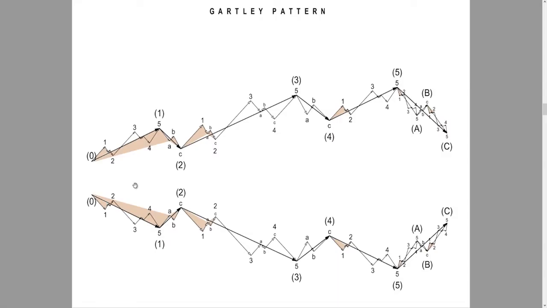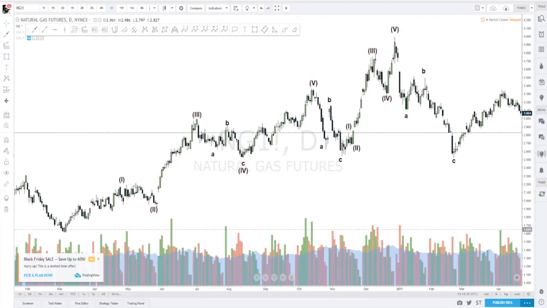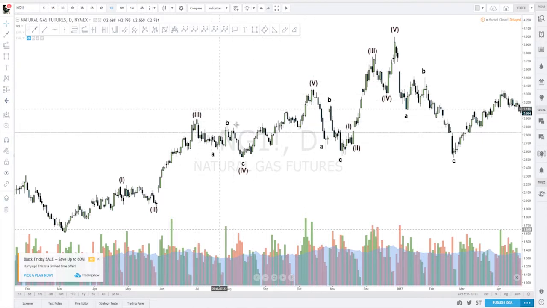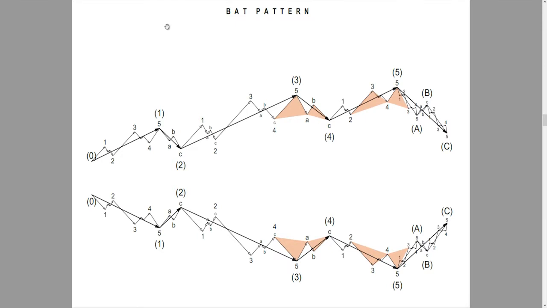So the Gartley would be those areas there. The bat pattern was this that I tried to do here. It ends up being the C wave because, well, the structure is different.